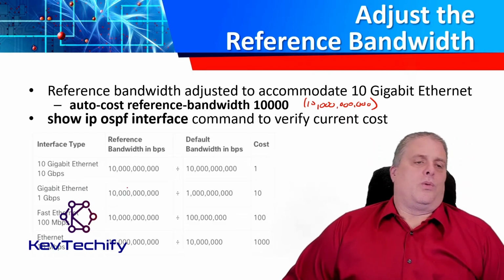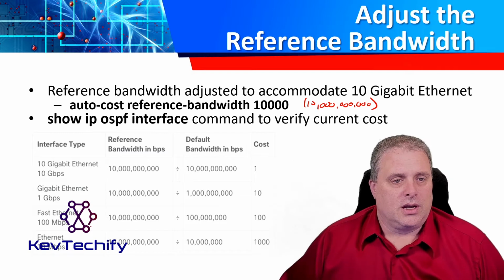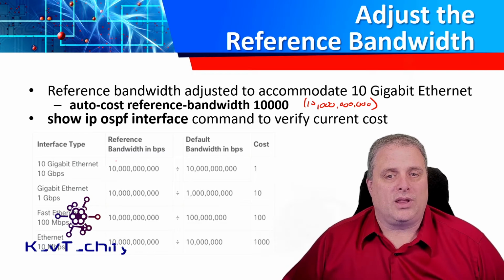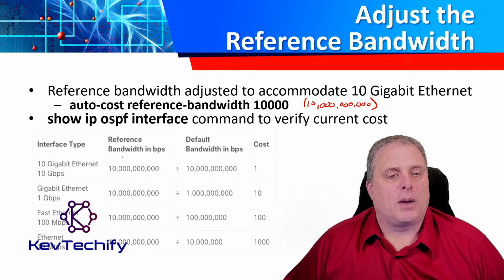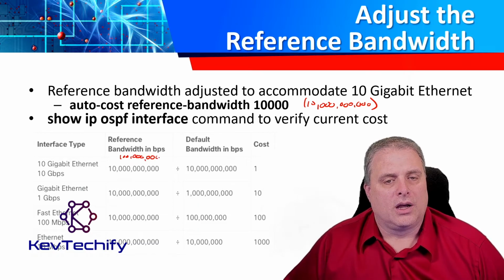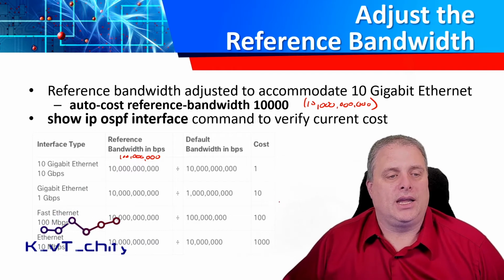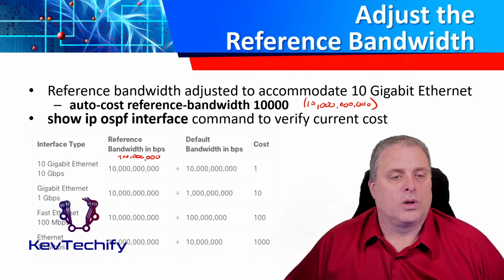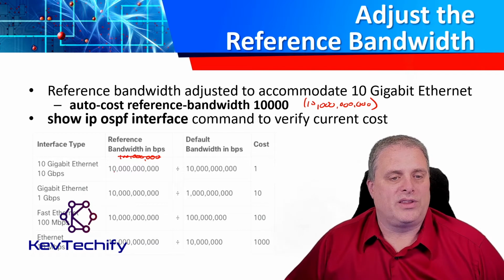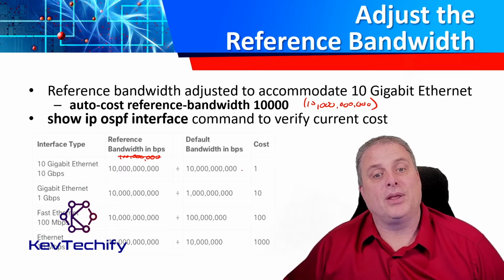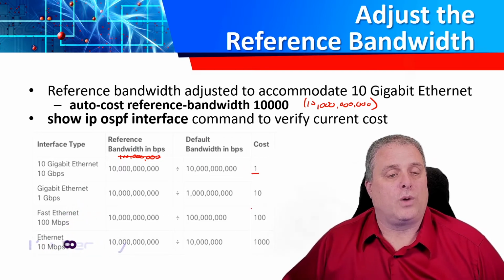Here's the chart. We have our 4 types of interfaces. We've updated our reference bandwidth here to 10 billion. Remember, the old one was just 100 million. So that was the whole old one. That gave us the cost having 3 ones in there for 10 gig and fast Ethernet. Now, when we go and update our reference bandwidth to 10 billion, we can divide it by the bits per second. So for 10 gig, it's 10 billion divided by 10 billion bits per second. That gives us a cost of 1.